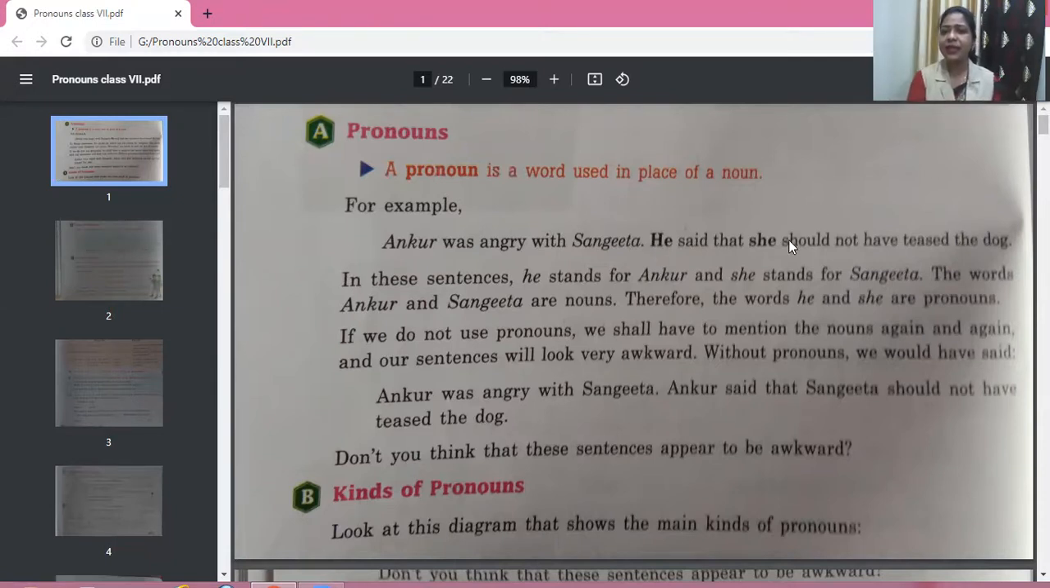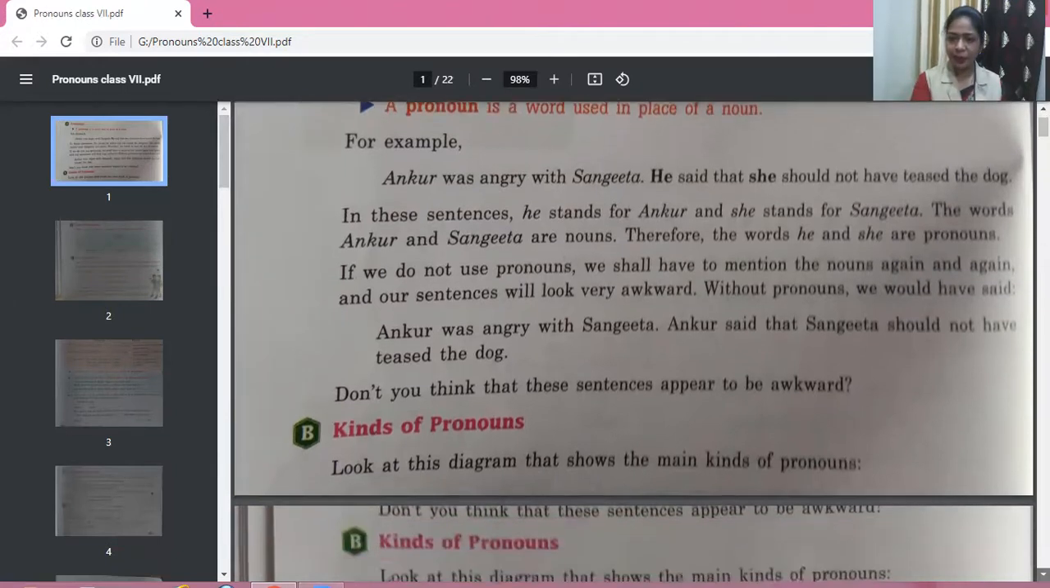Then she is used for whom? She is used for Sangeeta. So Sangeeta is the antecedent. That means the noun which the pronoun is referring to, or the noun in place of which that particular pronoun is used, that noun is the antecedent. So let's see one more example over here.